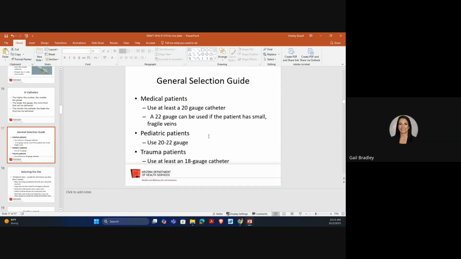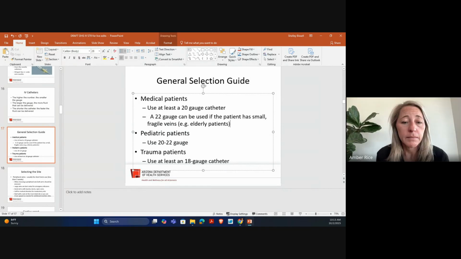The one thing I was thinking for this, maybe adding, if the patient has small veins, you could put maybe in parentheses after that, e.g., elderly patients. It's not necessarily small, but often like our elderly patient population. Right.